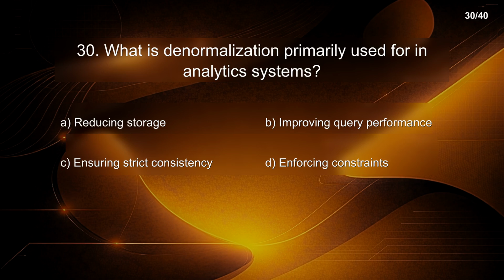30th question. What is denormalization primarily used for in analytics systems? A. Reducing storage. B. Improving query performance. C. Ensuring strict consistency. D. Enforcing constraints. Correct answer is B. Improving query performance.